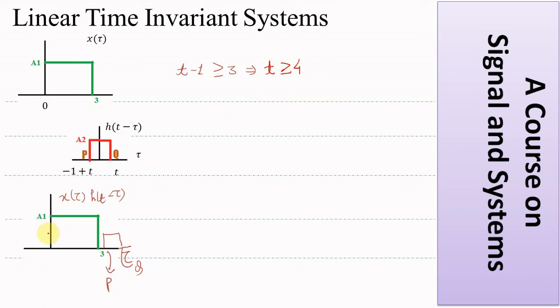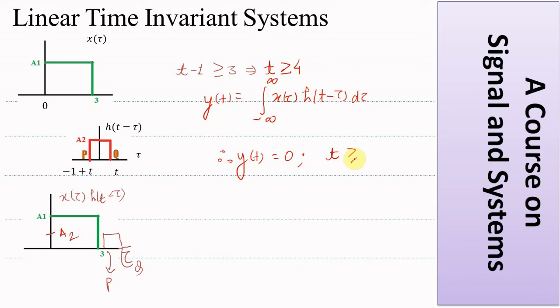The amplitude, okay, say it's 2, but there is no overlapping. So here the y of t, again I will write the integral from minus infinity to plus infinity of x of tau h of t minus tau d tau, but there is no overlapping. This is 0. There is no overlapping, and this is when my t is larger than 4.